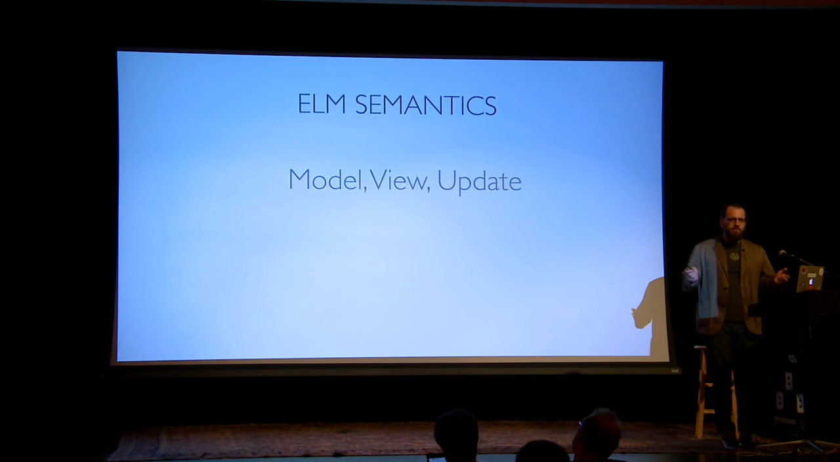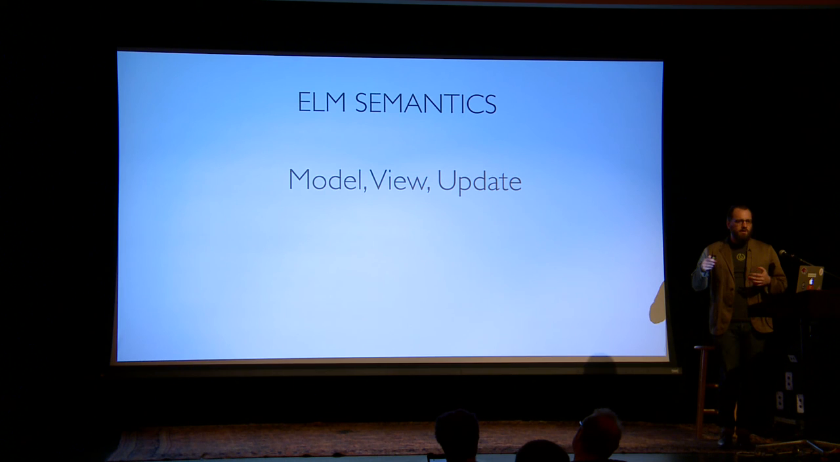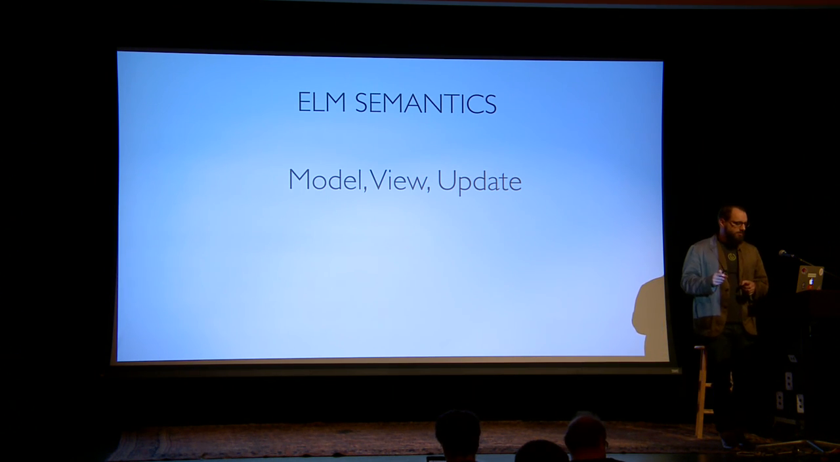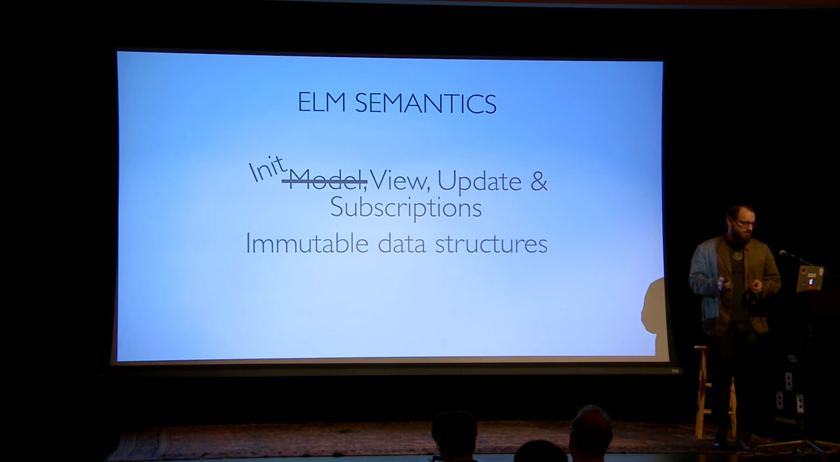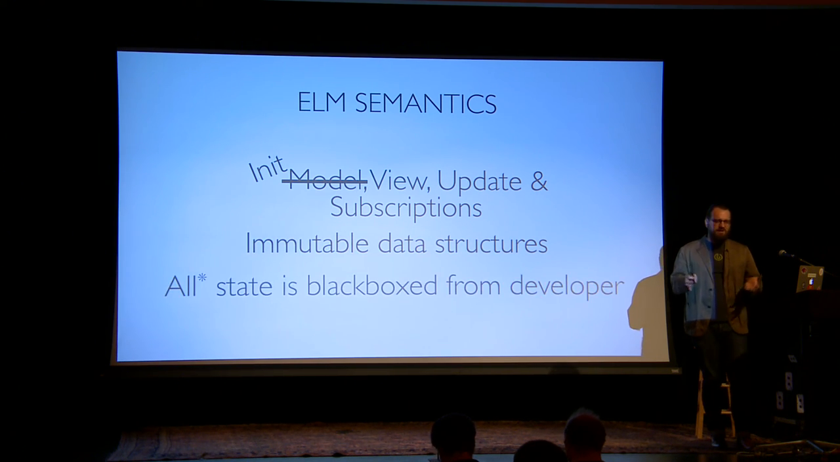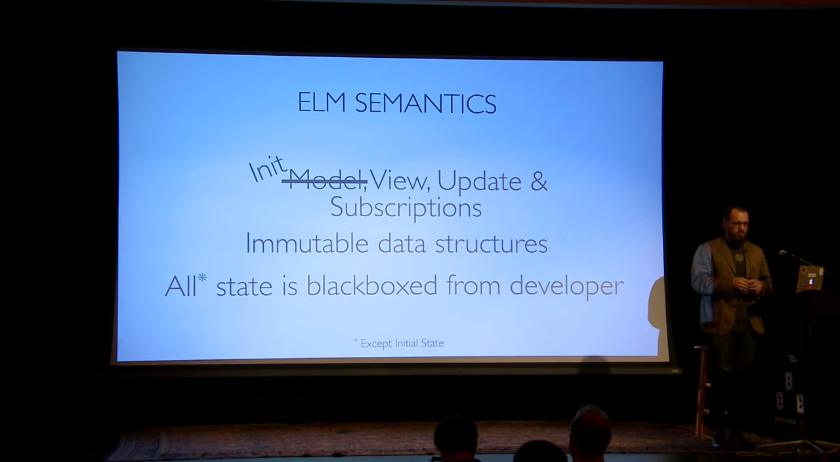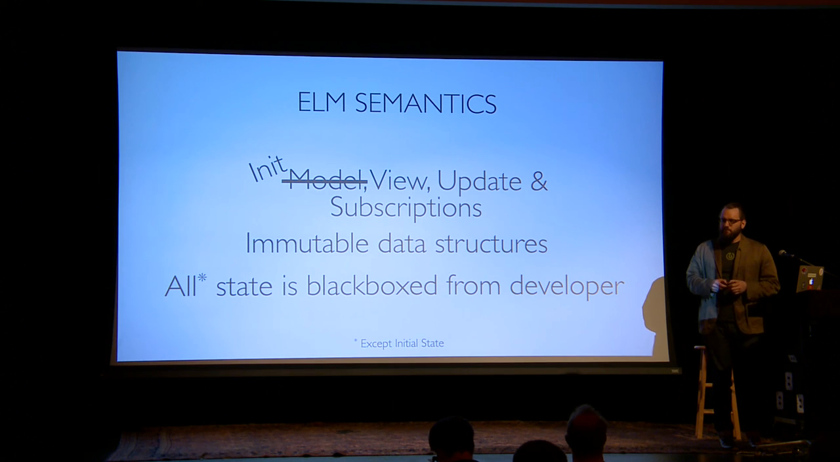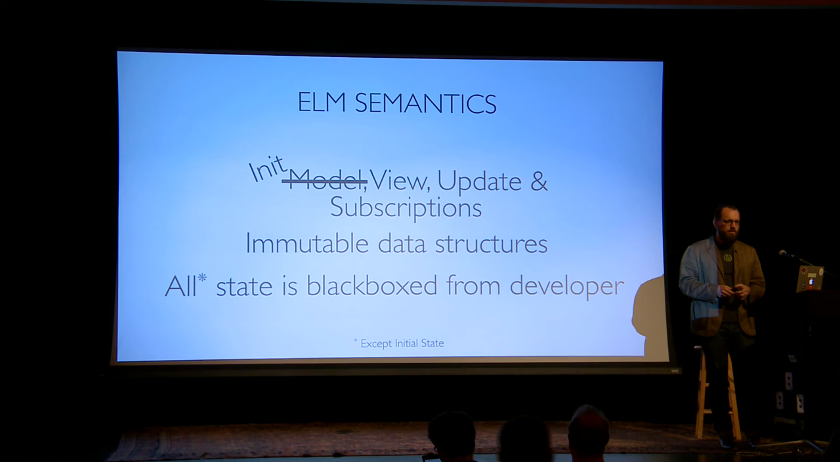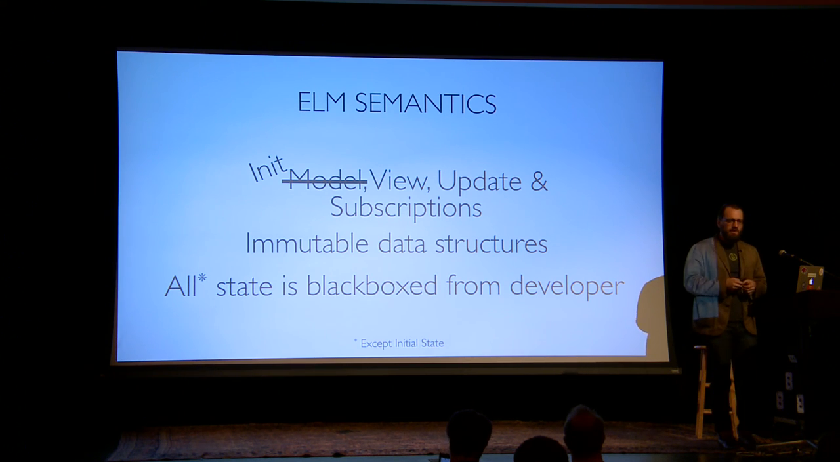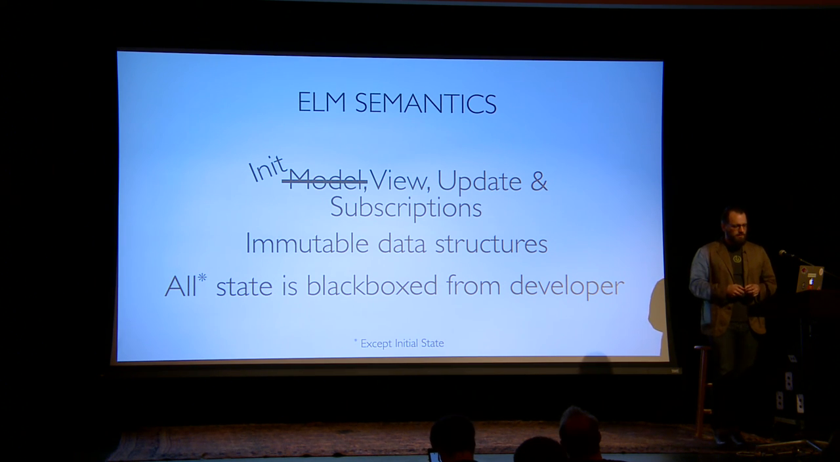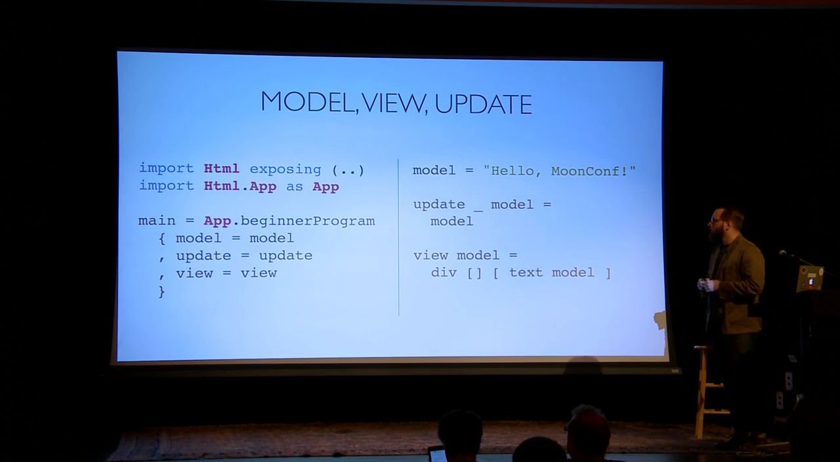Semantics of Elm are based on model view update. And as you get into more advanced ways of leveraging Elm, that model goes away into an init and also subscriptions. Like I said, it uses immutable data structures. And the basic idea is that all, except for your initial conditions, your initial state, all state is actually black boxed from you. So your update function doesn't actually modify your program. It's that the Elm runtime takes its current state, gives it to you, and says, if I were to give you this state, and I were to tell you this message that came in, what would you change the state to be? And then you give it back what you think the state should be, and then it takes care of changing the state. So this is what a basic model view update program looks like.